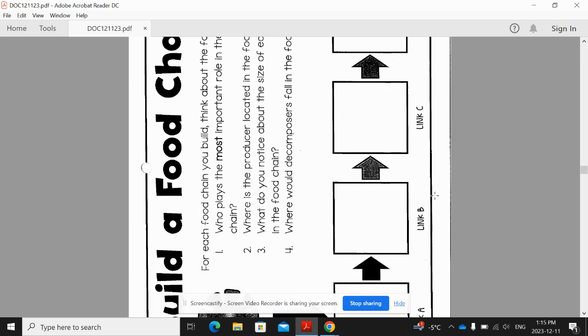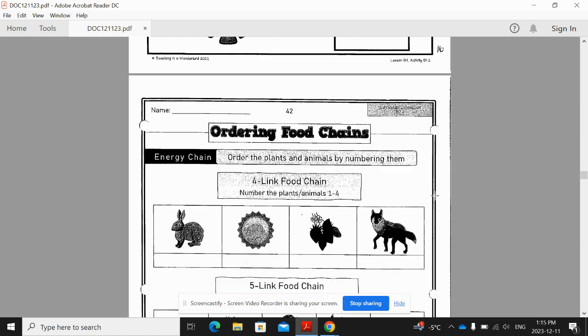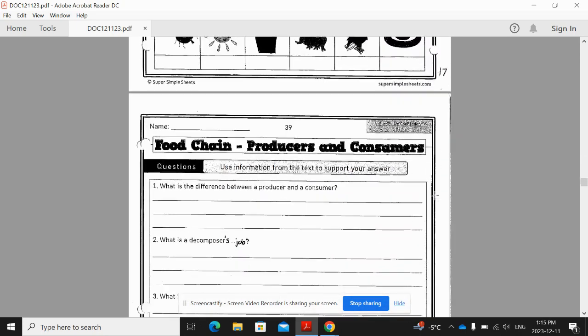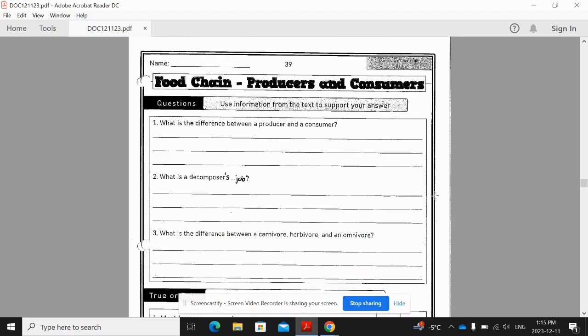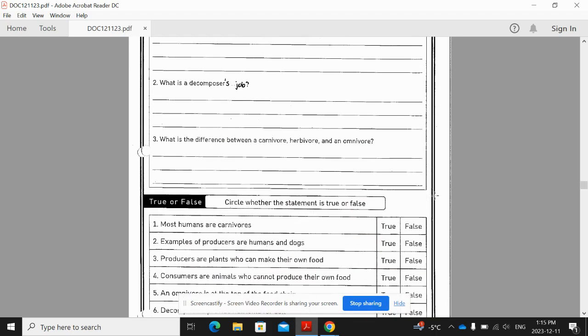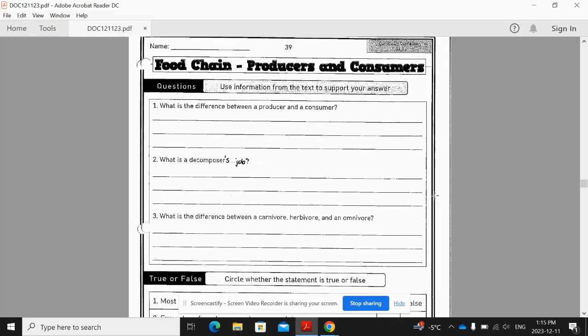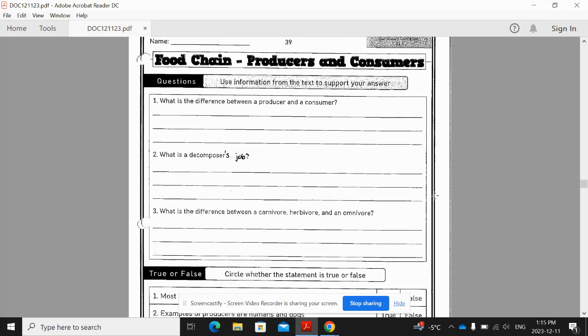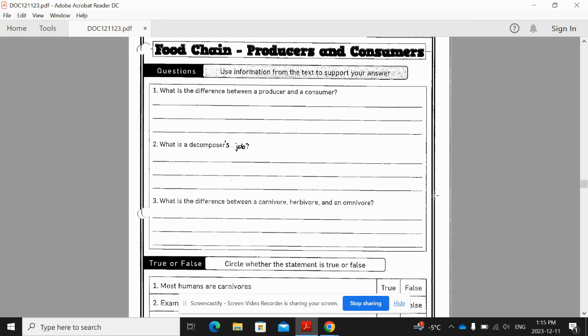So here's the food chain activity that we'll be doing as a class. And here's another one. Now we have some questions on page 18. Number 1 is, what is the difference between a producer and a consumer? So how are they different? 2, what is a decomposer's job? 3, what is the difference between a carnivore, herbivore, and an omnivore?